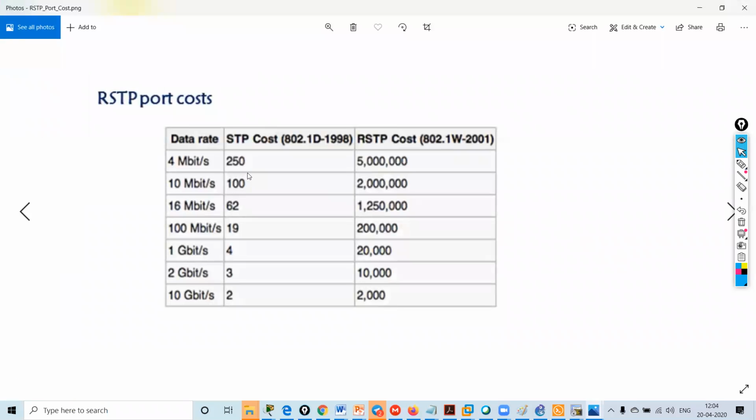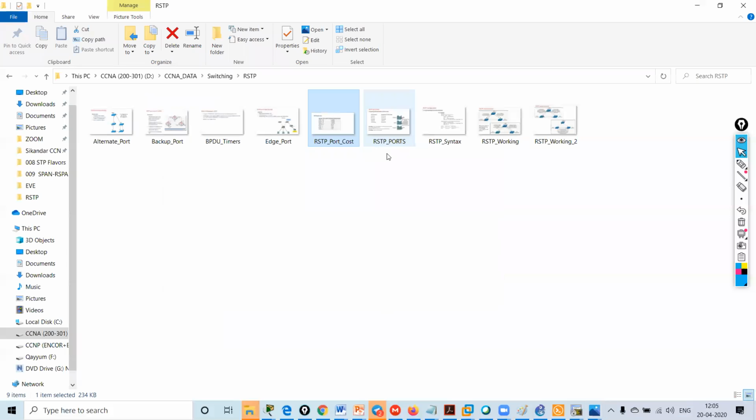Then the RSTP port cost. We have seen the STP port cost, and now these are the RSTP port costs. If you have a data rate of 4 Mbps, then the STP cost is 250 and the RSTP cost is this much. This is the port cost table, the different port costs that you can have in RSTP.